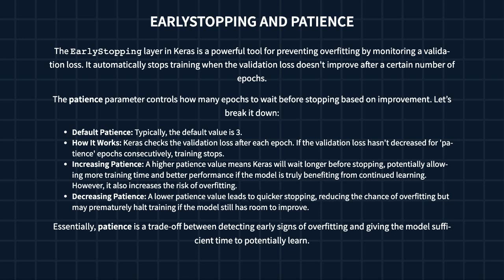By default, Keras waits 3 epochs without seeing an improvement in validation loss before stopping training. If you increase the patience value, it'll wait longer, giving your model more time to learn potentially. But be careful, too much patience can lead to overfitting. Conversely, reducing patience means the model stops earlier, which might be good if you suspect it's already overfitting.